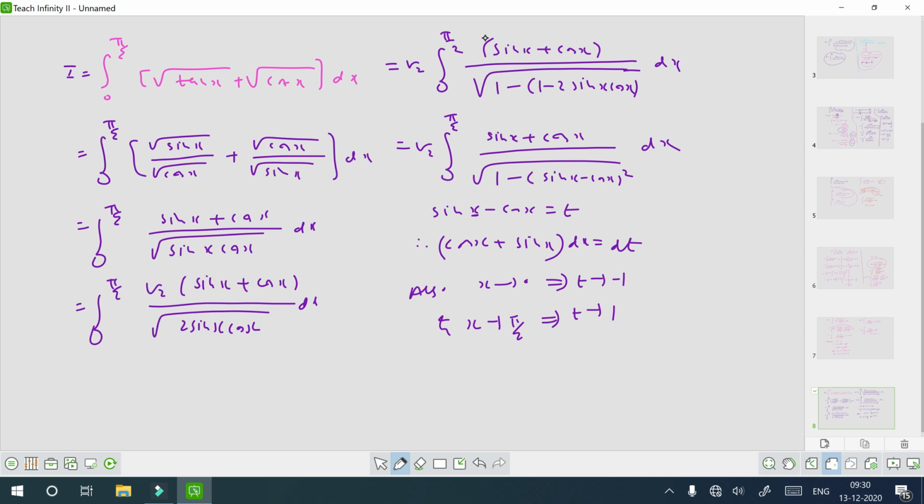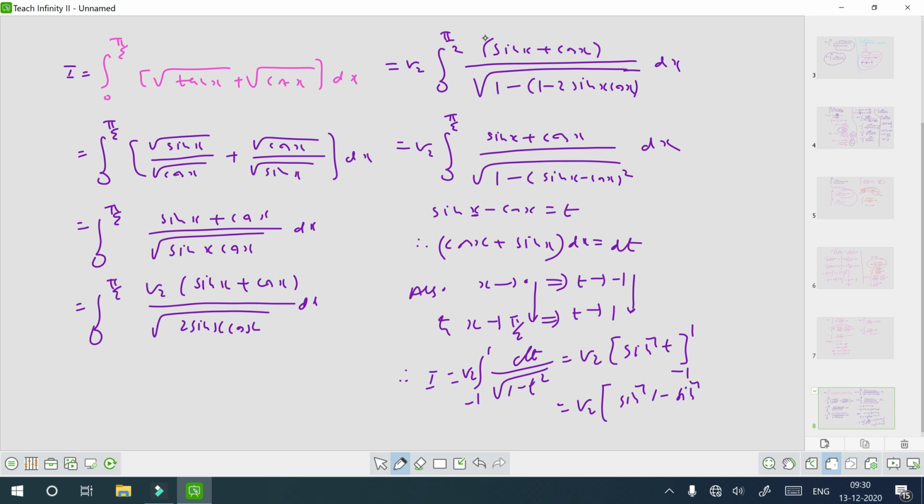So what is I? I is equal to integral from minus 1 to 1, root 2 outside, dt over under root 1 minus t square. See, very easy. So that is equal to root 2 sin inverse t from minus 1 to 1. Root 2 times sin inverse 1 minus sin inverse minus 1.